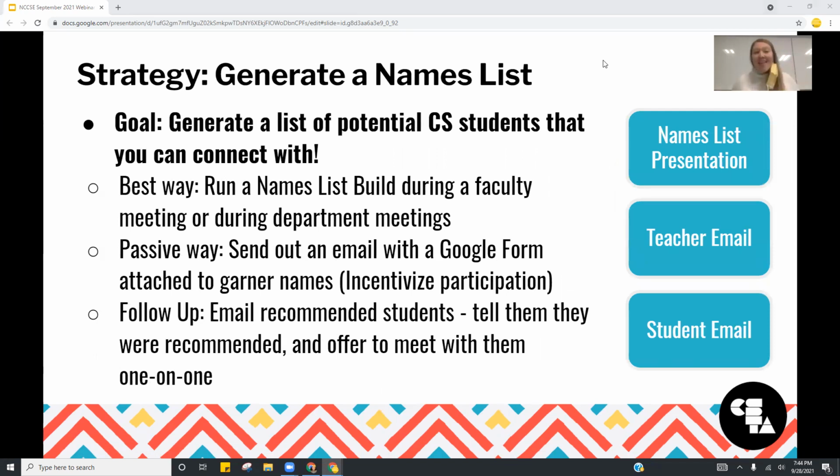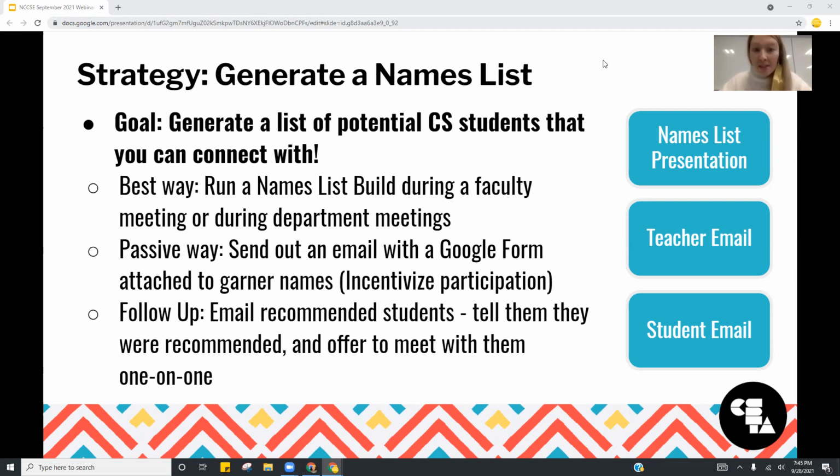The next strategy, and this one is so good, is to generate a names list. All of these, again, are tagged on the side bubble there. What you're going to do is run what's called a names list build, either during a faculty meeting or during department meetings. Live is best, or worst case scenario, you'll send out a Google form. What we're doing with this, and I've included the names list presentation here, is having the teachers in our school help us brainstorm lists of students that they think might be really good fits for computer science.